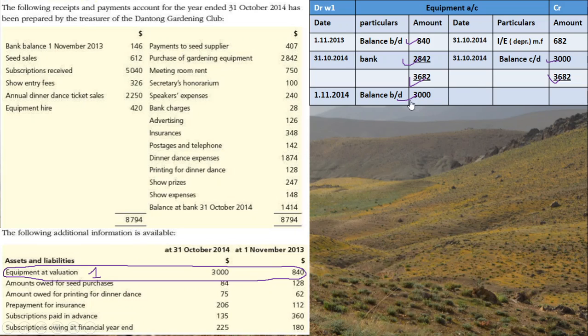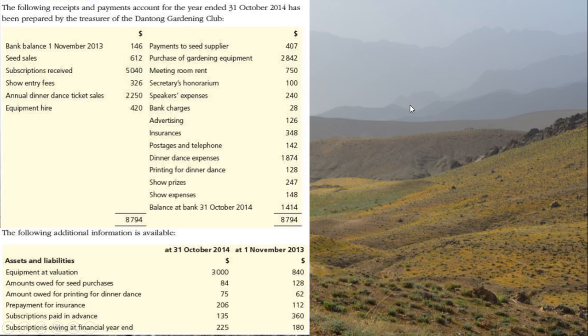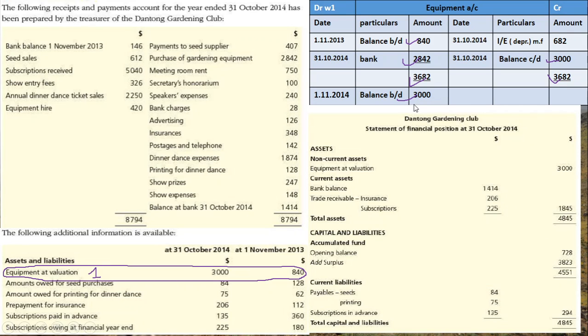So at the same time, you also need to understand that this balance BD is our non-current asset. So you will have to show it in the balance sheet or the statement of financial position. So here's the heading non-current asset, equipment at valuation 3000. See, the closing balance has come here. So make sure you know where to keep this later on.